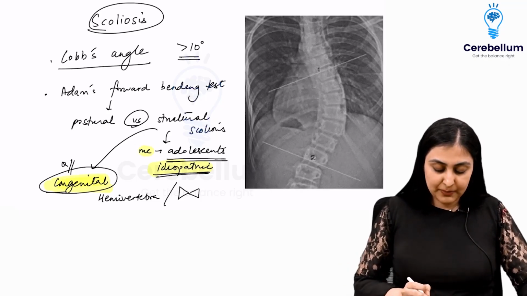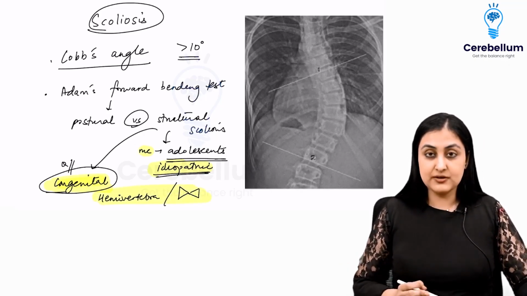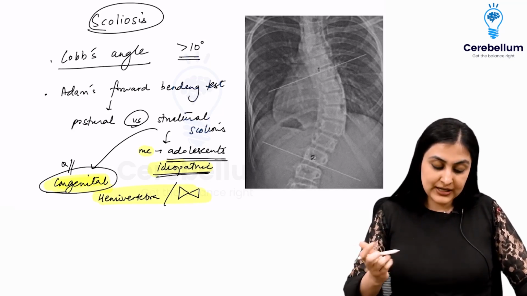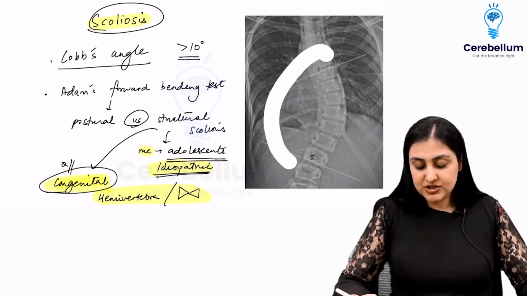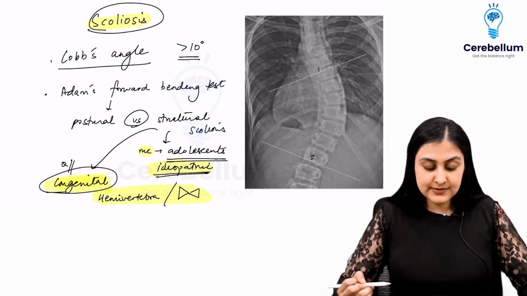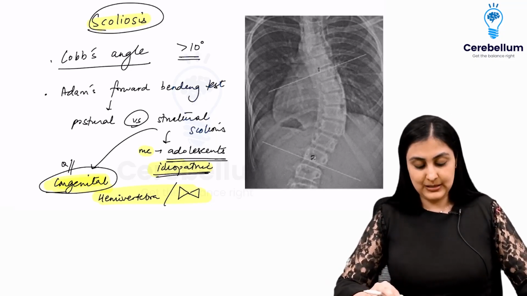So most common is idiopathic, but this question was asked that if there is a vertebral anomaly, what's this called? It's called congenital scoliosis. Okay, so the most frequent question is this image, and they ask you the angle. So remember, this is Cobb's angle.